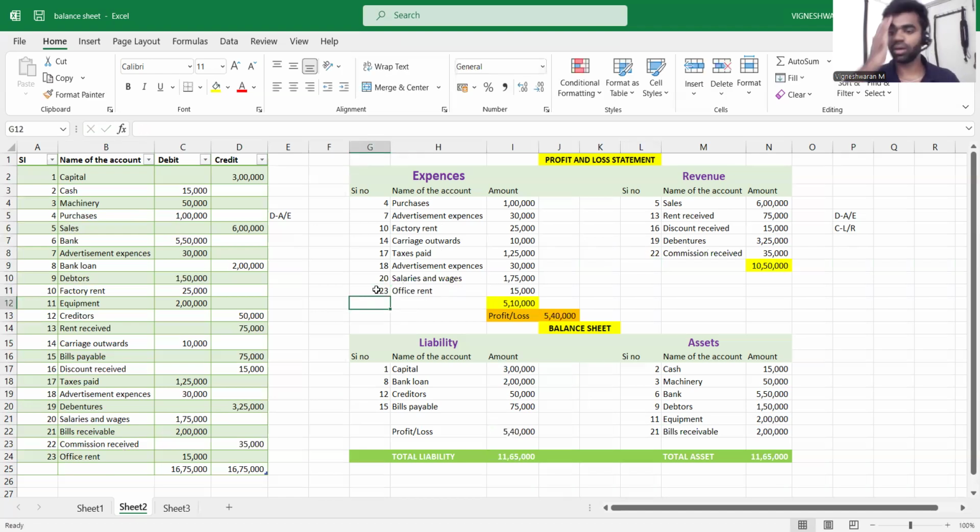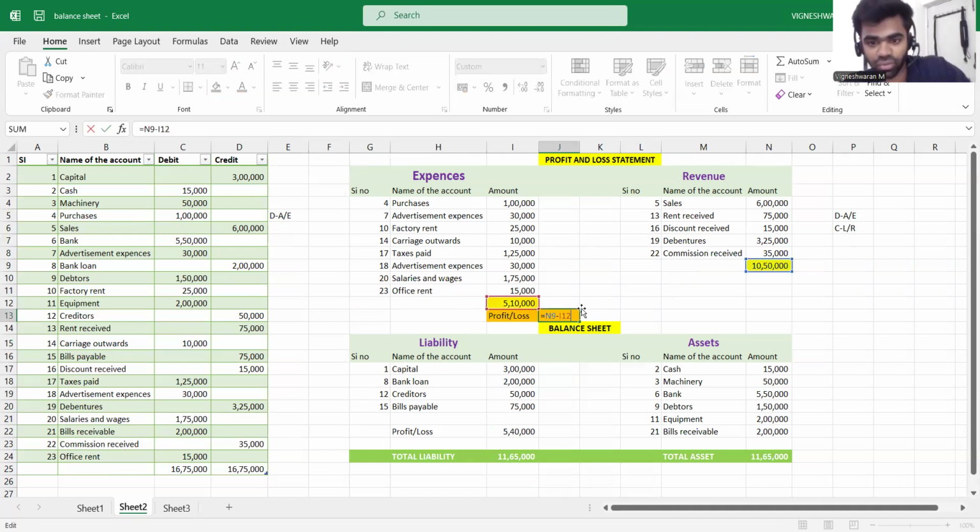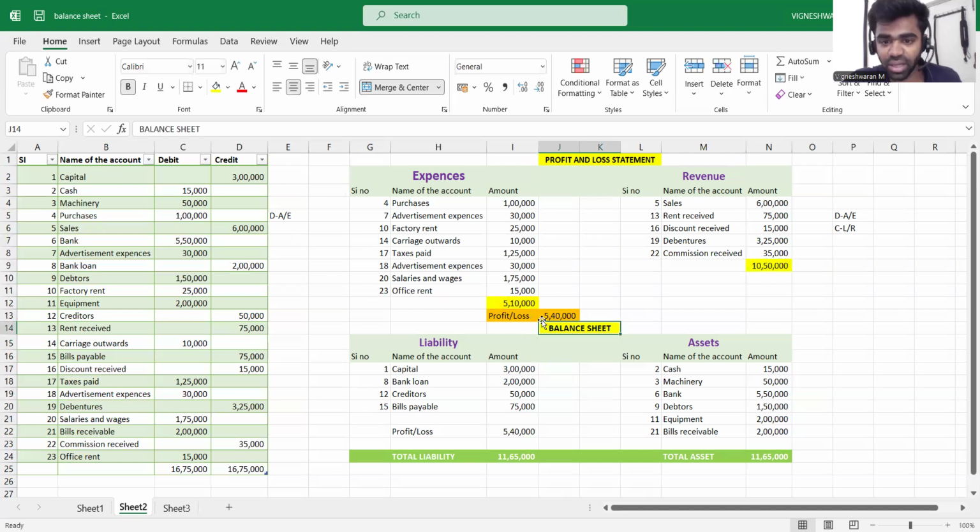23. Okay. See, after this, what do we have to do? I calculated the total expenses and total revenue. Profit is equal to revenue minus expenses. If I subtract the expense from the revenue, I will get 5,40,000 rupees. I already mentioned in the first part itself that whatever the profit or loss, it is always a liability.